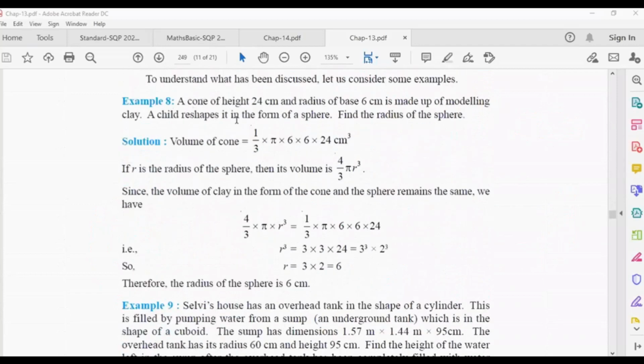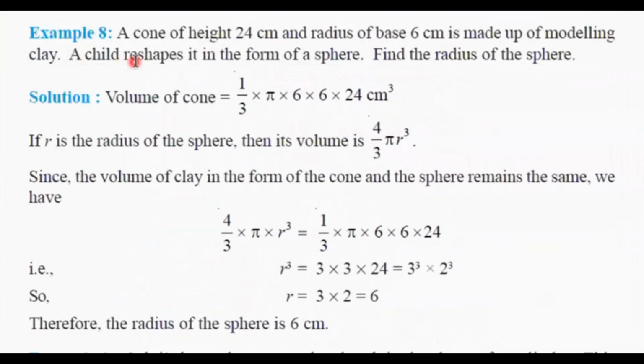So look at the first question, the simple one. A cone of height 24 cm and radius of base 6 cm is made up of modeling clay. A child reshapes it in the form of a sphere. Find the radius of the sphere. So this is the same situation, a cone made of modeling clay. If you reshape one 3D shape into some other shape, the volume will remain unchanged.